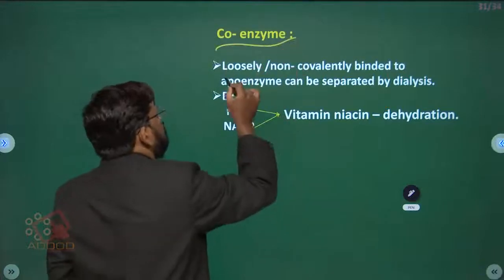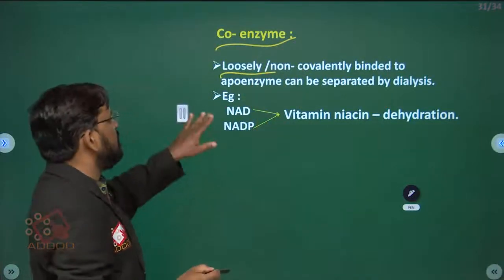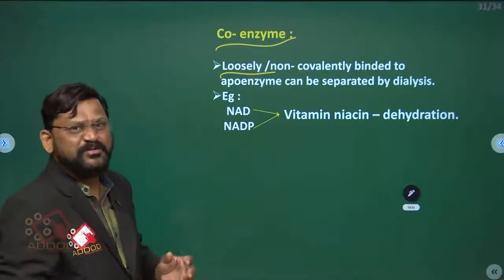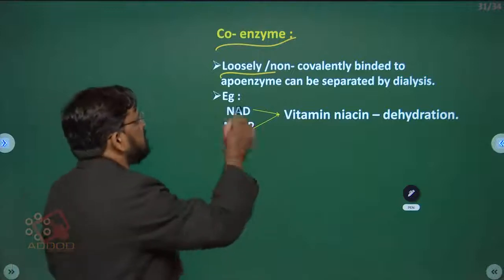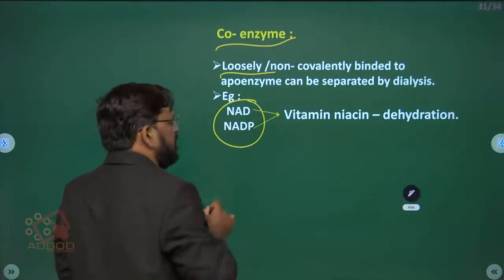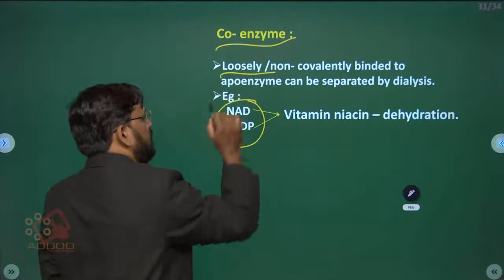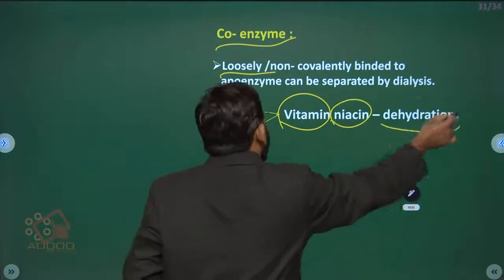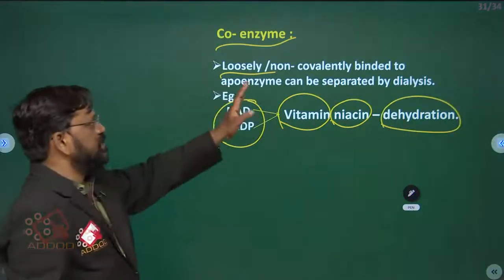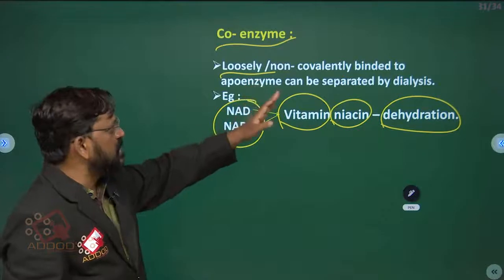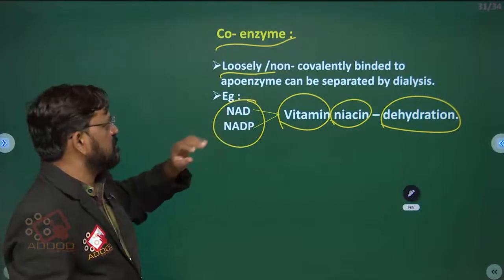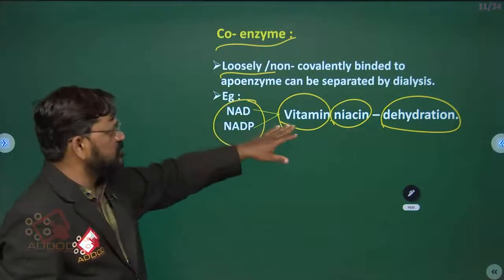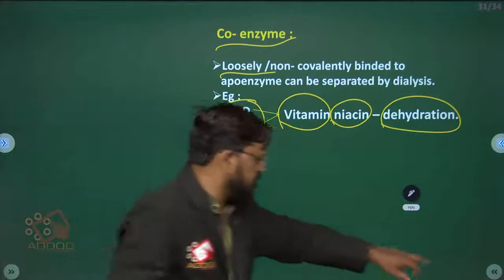Now coenzymes are loosely bonded, or non-covalently bonded, to the protein part called apoenzyme. So you can separate it by dialysis, etc. Examples for coenzymes are NAD, NADP, etc. These are the coenzymes which are derived from a vitamin like niacin by dehydration. So coenzymes are loosely or non-covalently bonded to the apoenzyme. The best examples for coenzyme are NAD and NADP, right? These are obtained from a vitamin called niacin by dehydration.